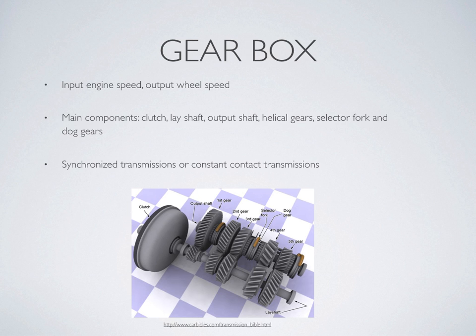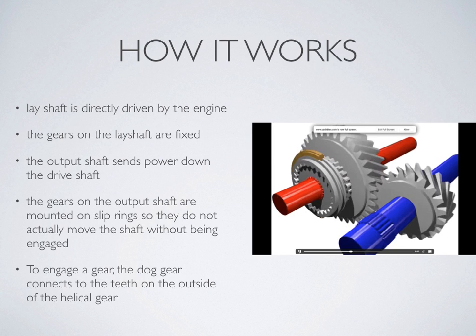Modern day transmissions are called synchronized transmissions or constant contact transmissions, because each gear on each shaft is paired up with a gear on the other shaft, and they never change. You just select the gears by moving teeth, as I'll explain later. So this is how it works. The lay shaft is directly driven by the engine, and the gears on the lay shaft are fixed. So they rotate and they turn their paired gear on the output shaft constantly.